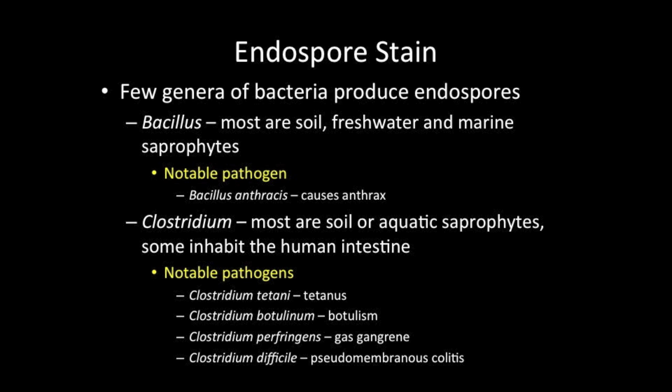Most members of the genus Clostridium are soil or aquatic saprophytes, while others inhabit the human intestines. Some notable pathogens are Clostridium tetani, Clostridium botulinum, Clostridium perfringens, and Clostridium difficile, which cause tetanus, botulism, gas gangrene, and pseudomembranous colitis, respectively. Since few medically important bacteria are capable of forming endospores, determining that an unknown sample has the ability to produce endospores aids greatly in the identification process.